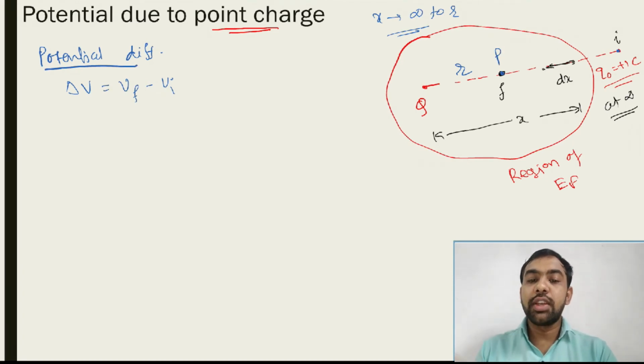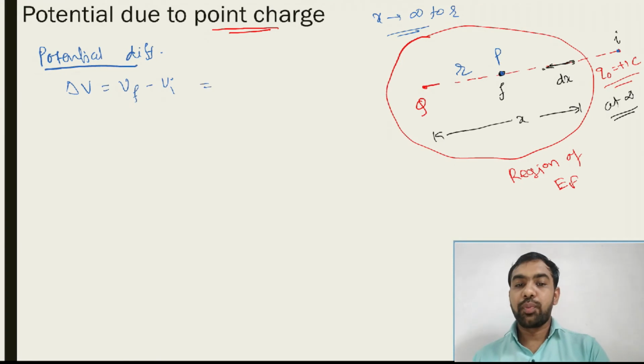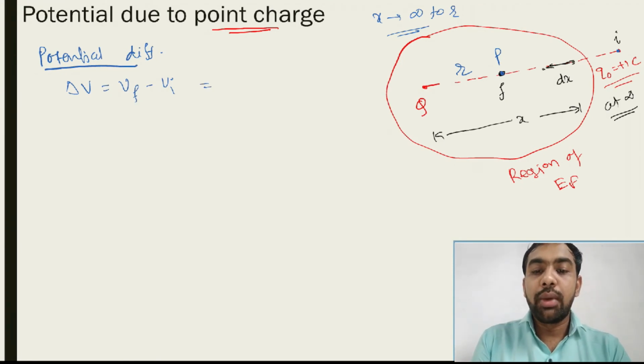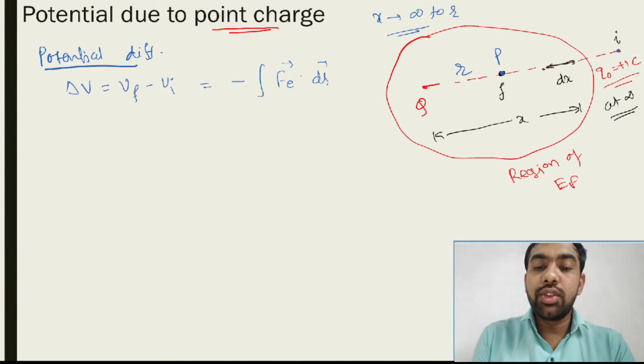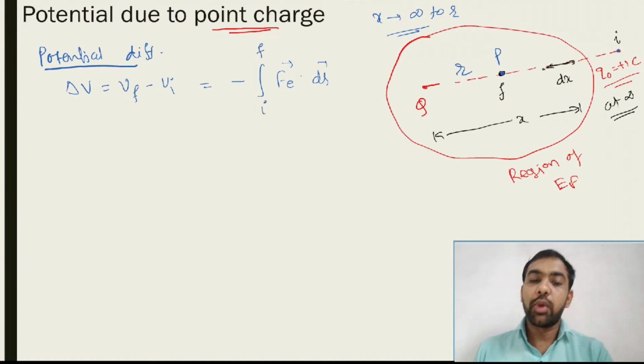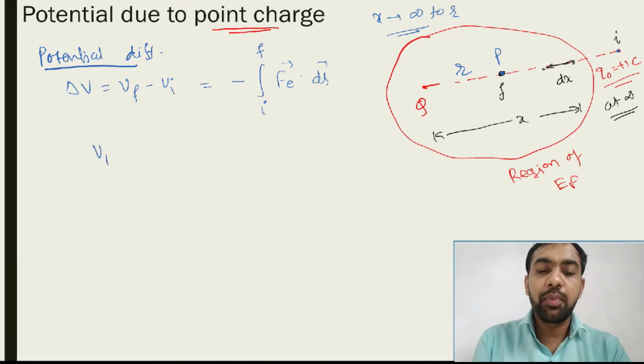So V final minus V initial is equal to minus the integration of Fe dot dr. Why Fe dot dr? The minus sign is used, so F electrostatic into dr from initial point to final point, as per the definition. So here V final means Vp, minus V initial.